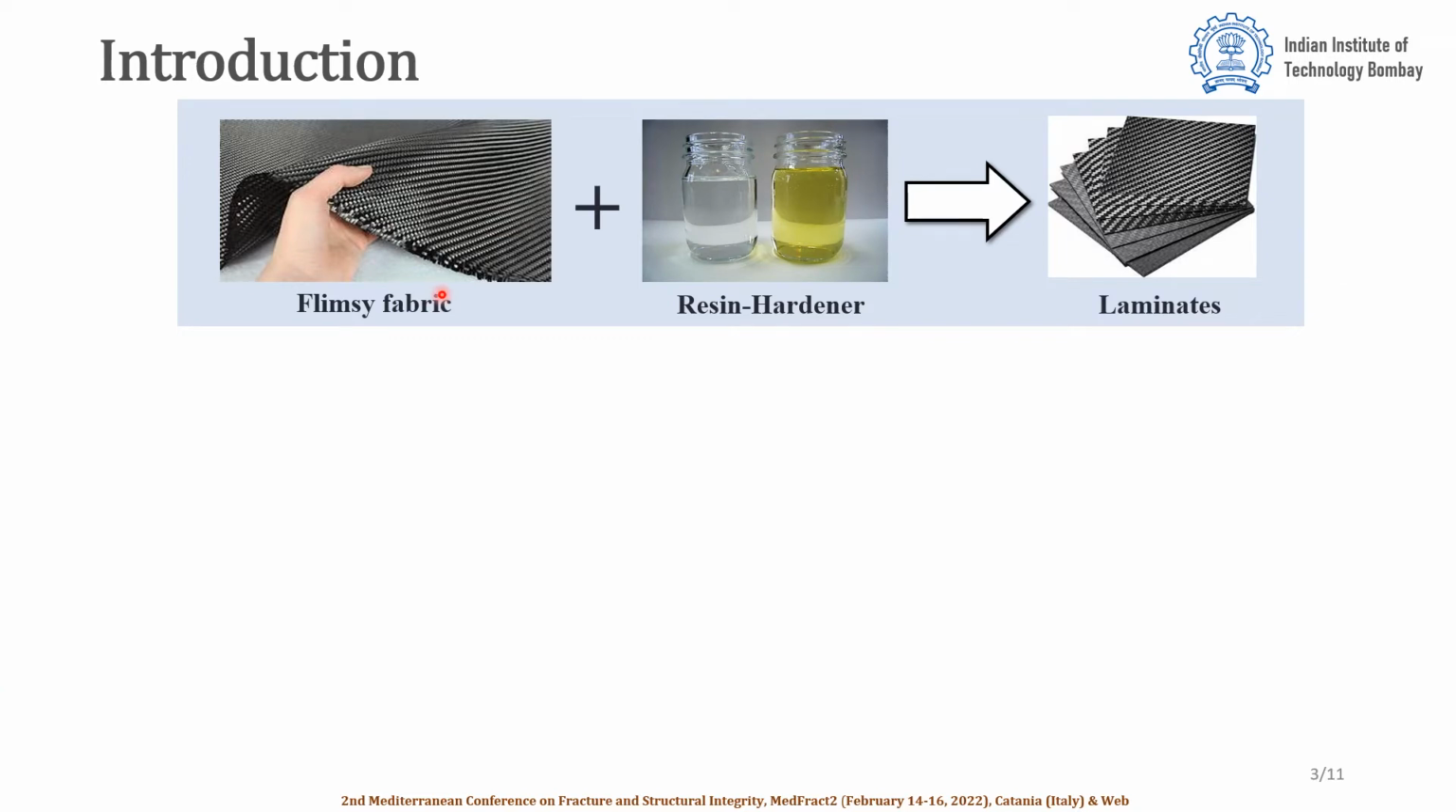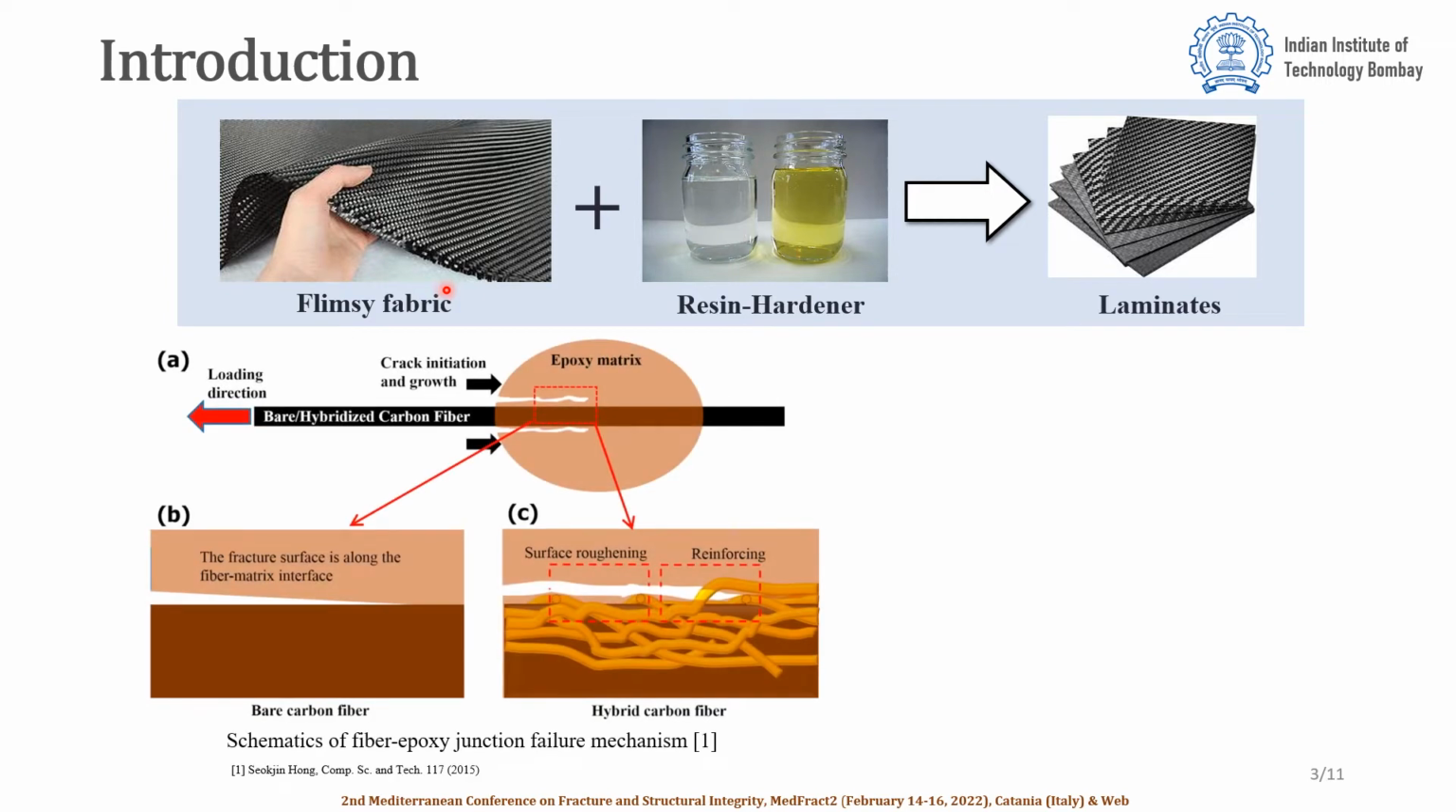So carbon fiber laminates are made up of carbon fiber fabric and a mixture of resin and hardener. The interface between the matrix, such as epoxy, and the reinforcing phase, such as carbon fibers, plays a decisive role in determining the mechanical properties of the composites. The problem is illustrated in the schematic of the fiber epoxy junction failure mechanism.